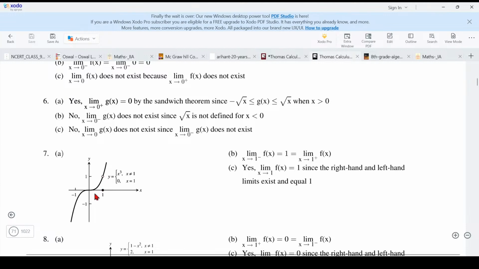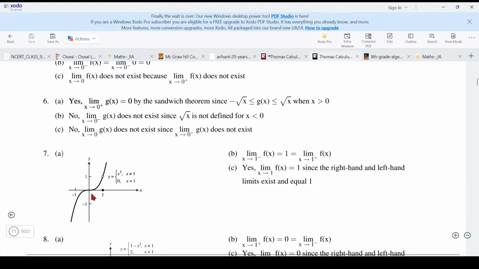Now, limit x tends to 1 plus. What is the value? 1 plus means right hand side, so you are approaching 1 from the right hand side. What is the value you are approaching? 1, because you are approaching this point. For 1 minus, what is the value you are approaching? 1 again. And f of 1? F of 1 is 0.